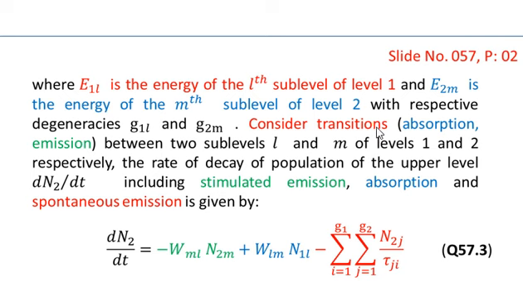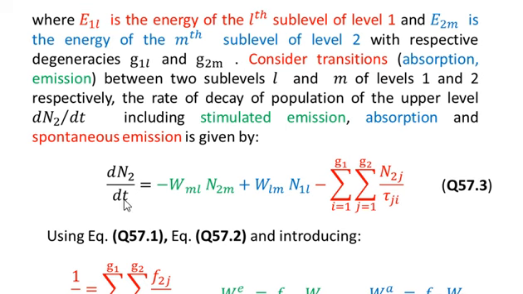So consider the transitions, that is the absorption and emission, between two sublevels L and M of level 1 and level 2 respectively. The rate of decay of population of the upper level, dN2 over dt, including stimulated emission, absorption and spontaneous emission, is given by dN2 over dt is equal to minus WML multiplied by N2M.